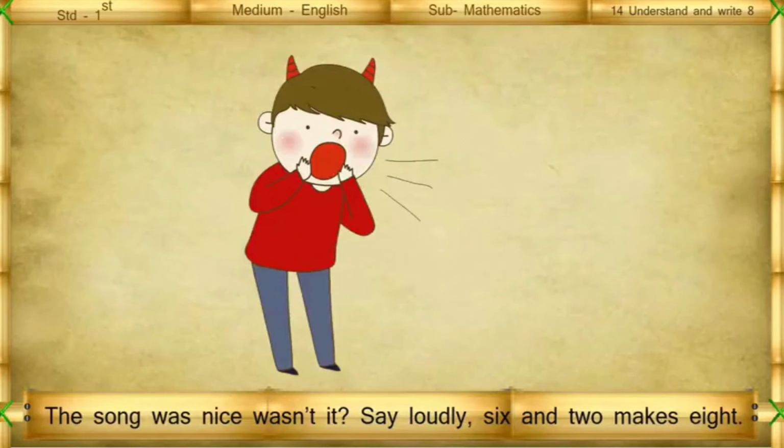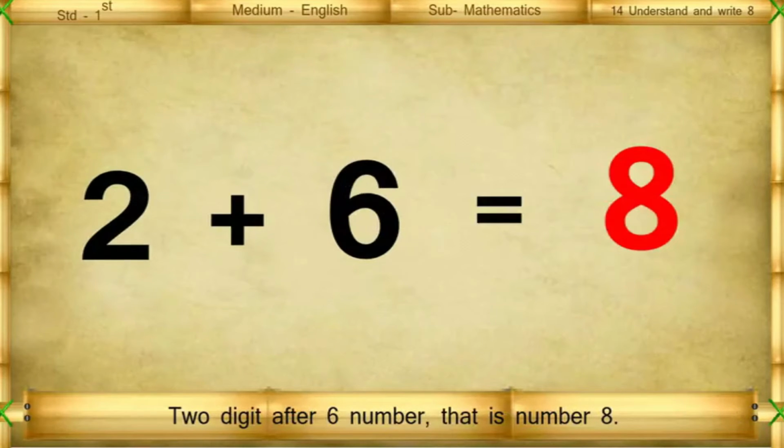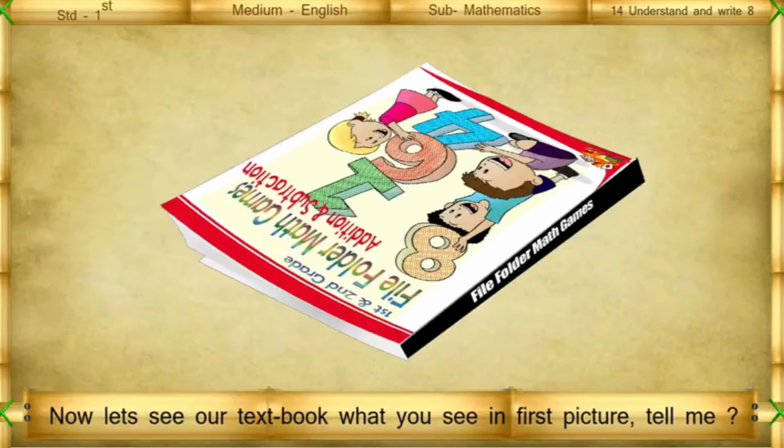The song was nice, wasn't it? Say loudly. 6 and 2 makes 8. The 2-digit number after 6 is number 8. Now, let's see our textbook.